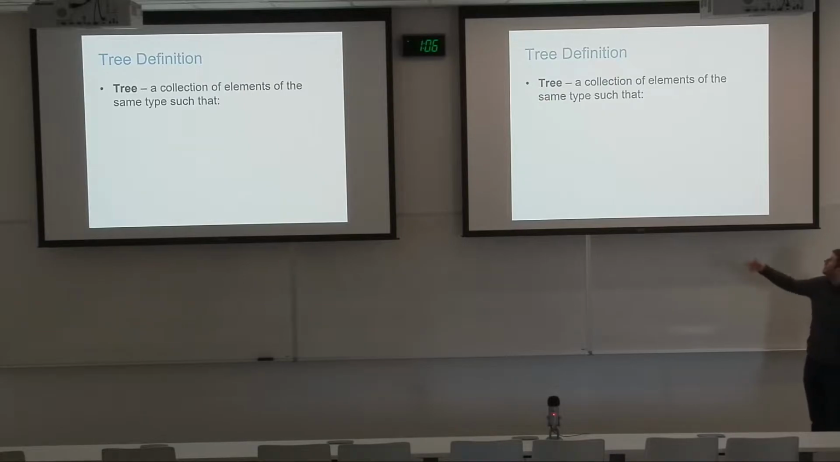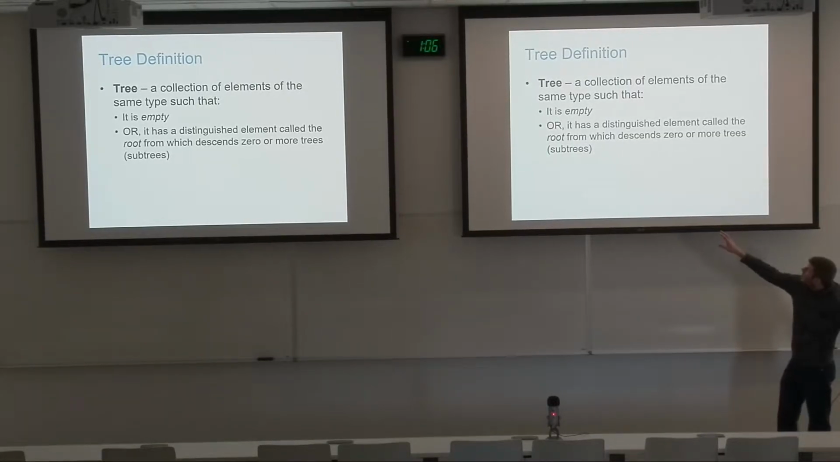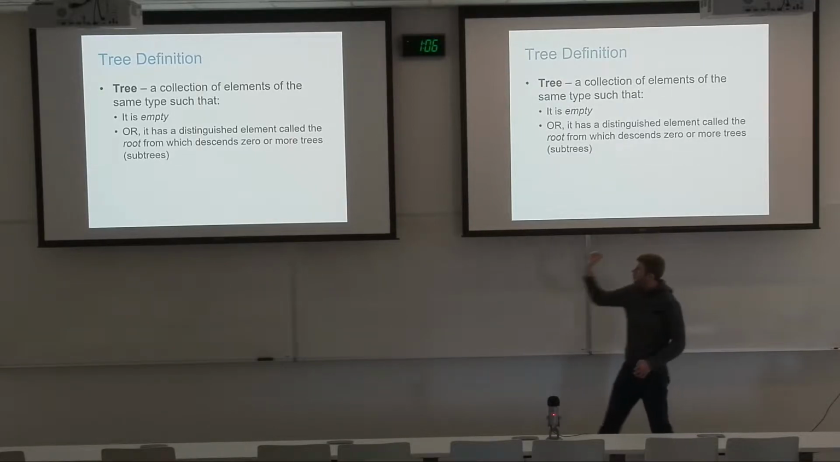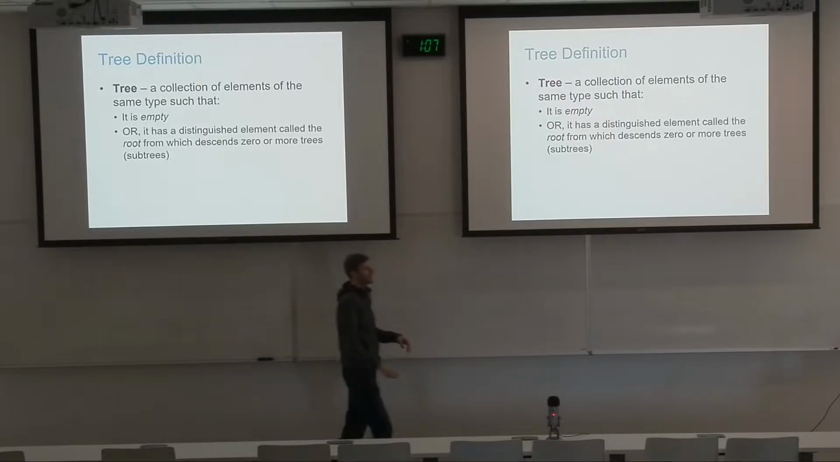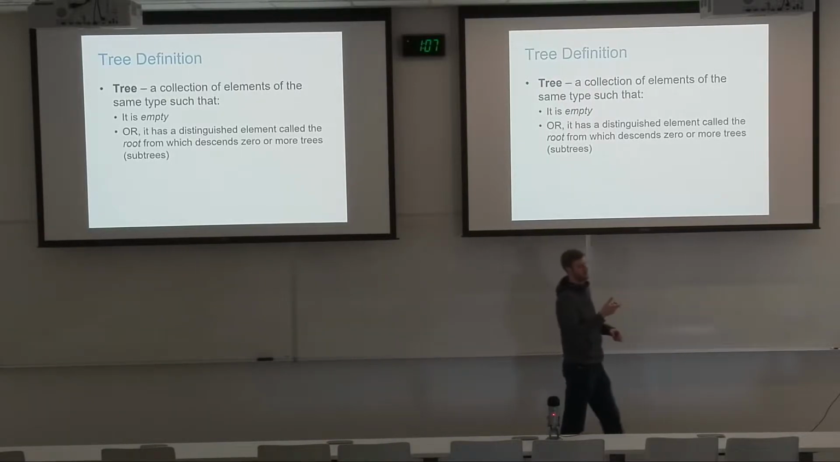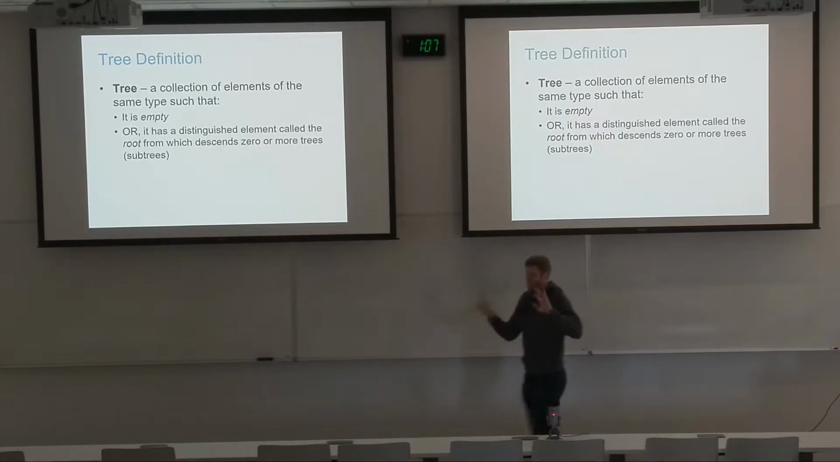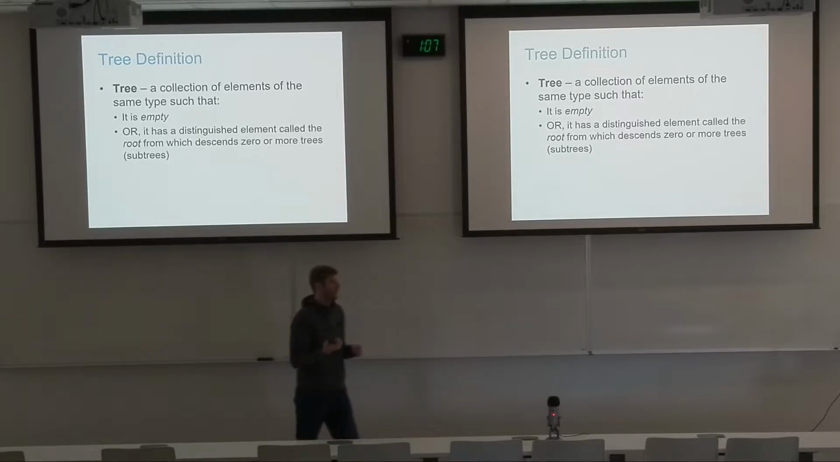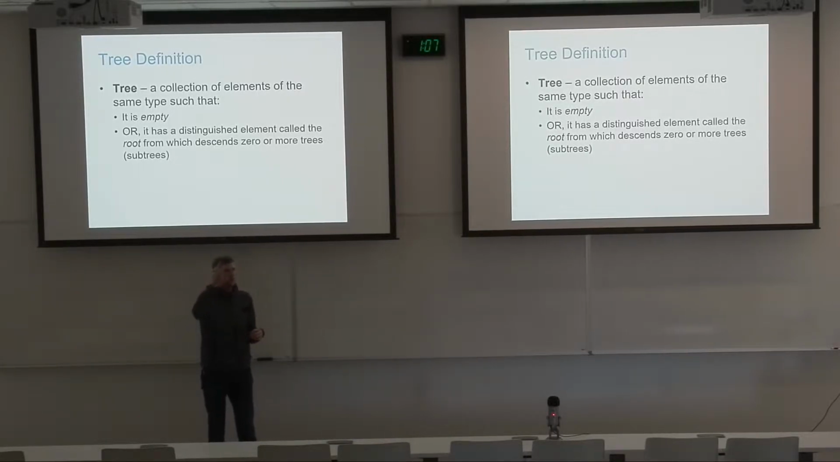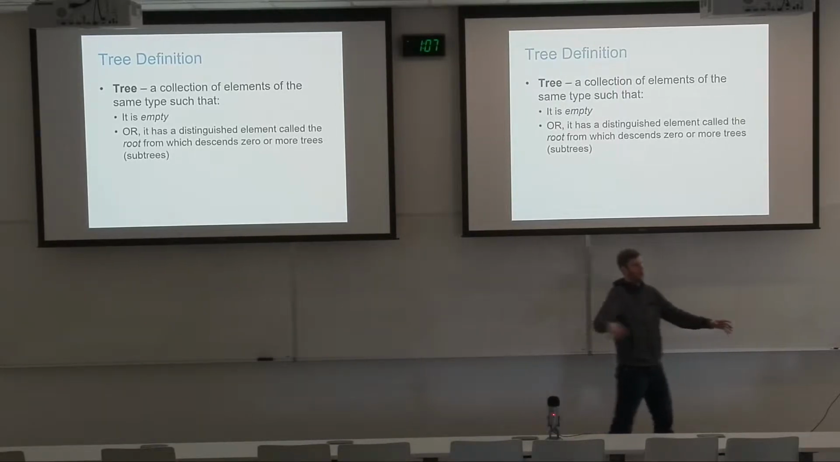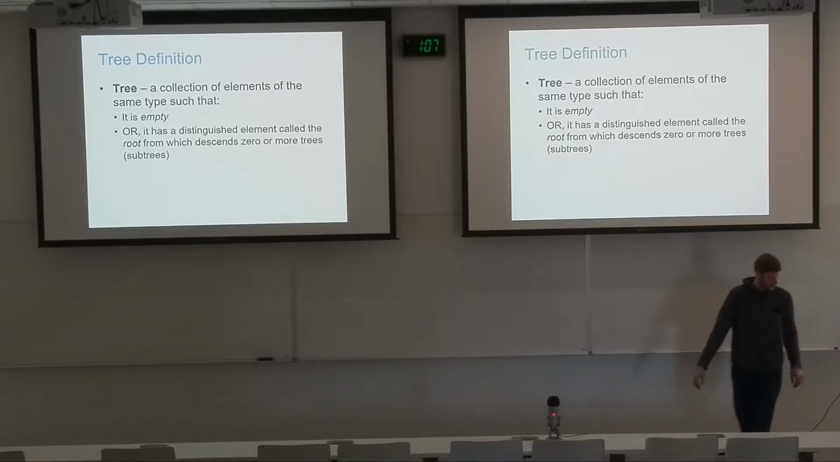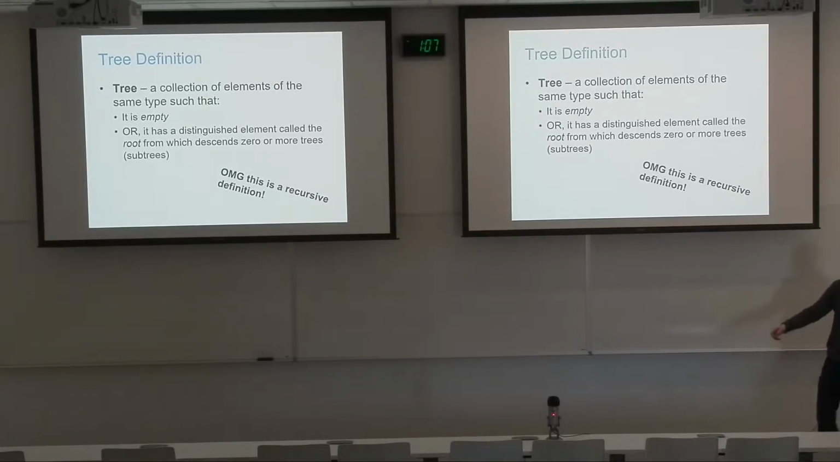So, okay, a tree is a collection of elements of some type such that it's empty, or it has a distinguished element called the root, which descends 0 or more subtrees. It's kind of like a recursive definition. So a tree is either nothing, which is weird to think about, but that's what we're saying it is, or it's a root that has some number of descendants, 0 or more, that are also trees. Yeah, it's recursive.